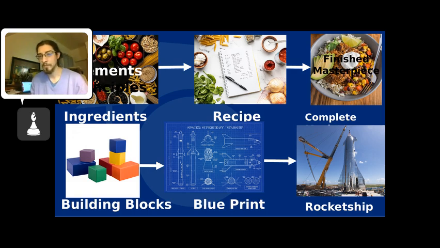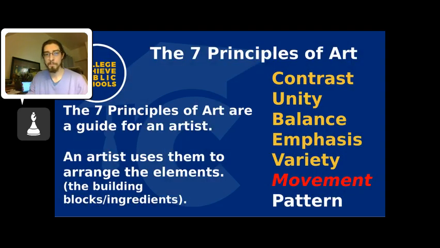If we want the viewer to focus on something or draw their attention to something, we want to use contrast or emphasis. If we want them to feel relaxed, we want to use pattern and repetition to make it look like something predictable and calming. So the principles of art that we've already talked about, like I said, contrast, unity, balance, emphasis, variety. Today we're talking about movement.